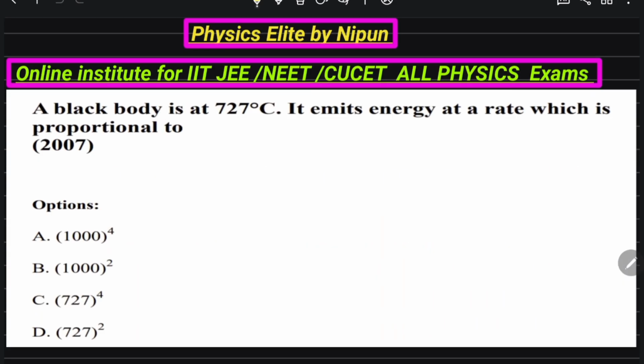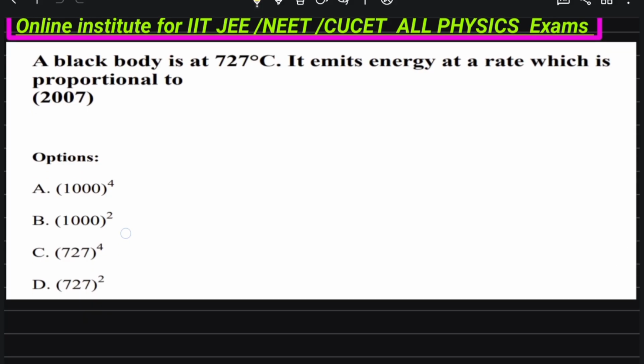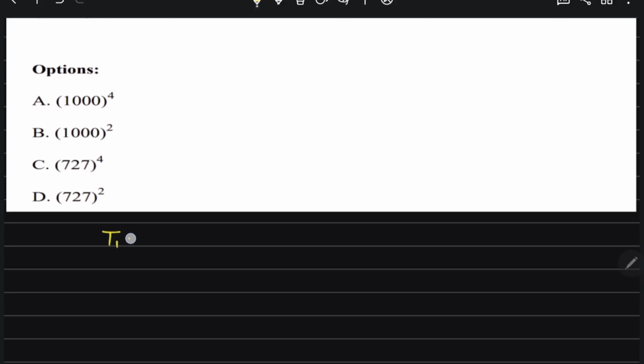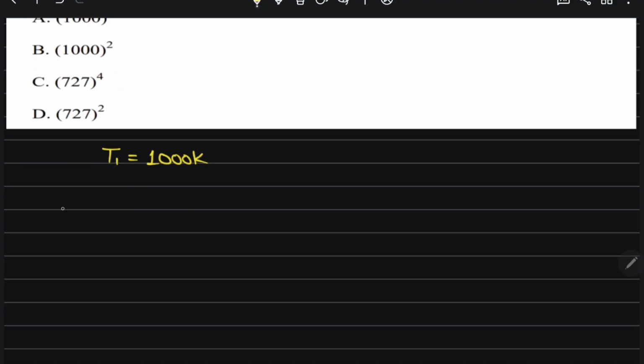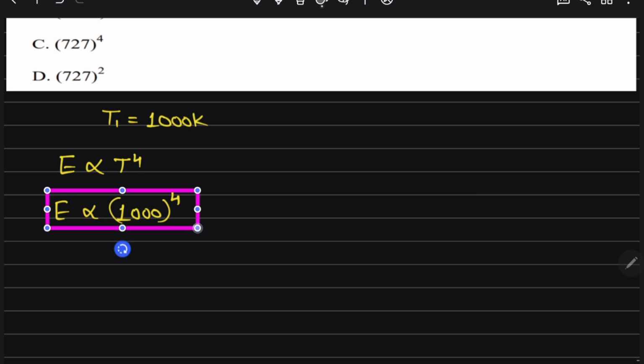If a black body is at 327 degrees Celsius, it emits at a rate proportional to what? First convert to Kelvin, that is 1000 Kelvin. We know the rate of energy emission is directly proportional to T to the power 4, so E is directly proportional to 1000 to the power 4. So option A is correct.